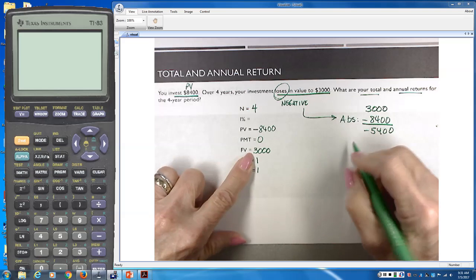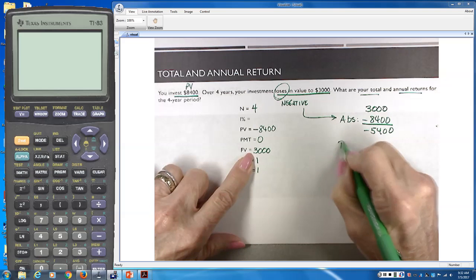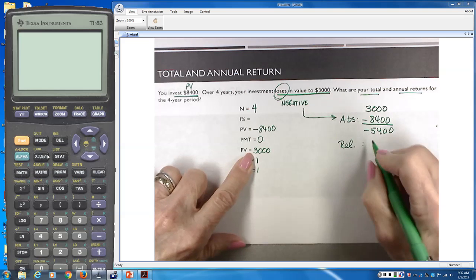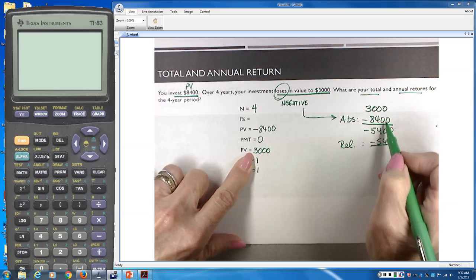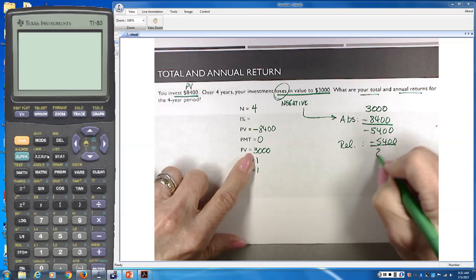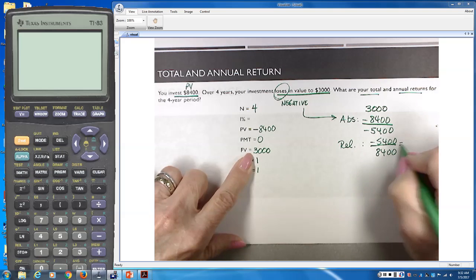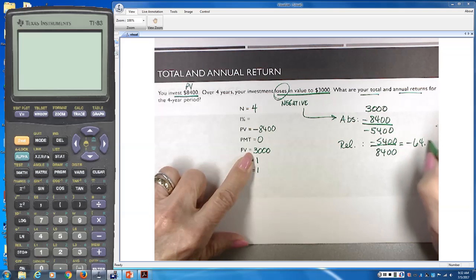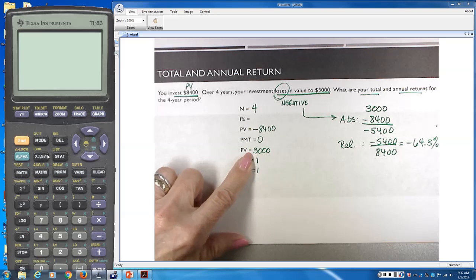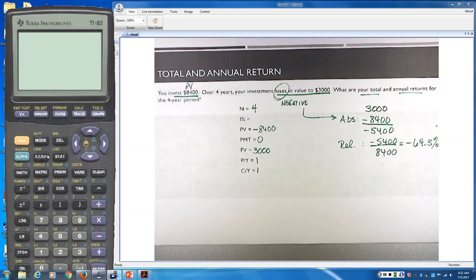And that means that your relative change is going to be that negative 5,400, not divided by 3,000, but by the 8,400. And that turns out to be negative 64.3%. You lost over half of your initial investment. You didn't gain anything. You lost over half of what you put in to start with.